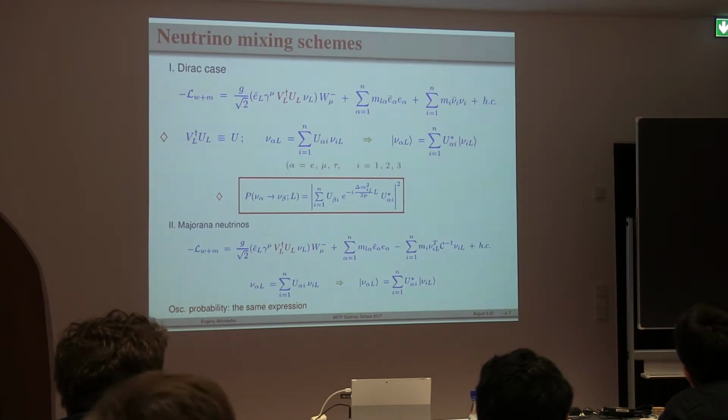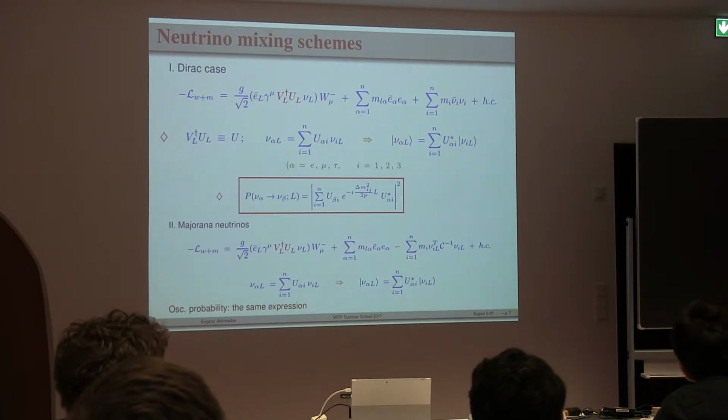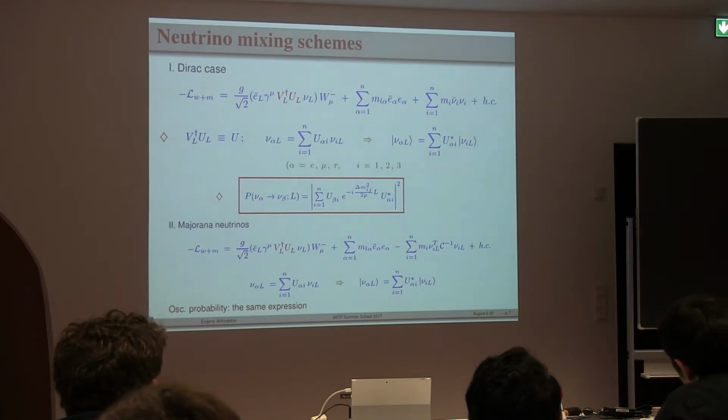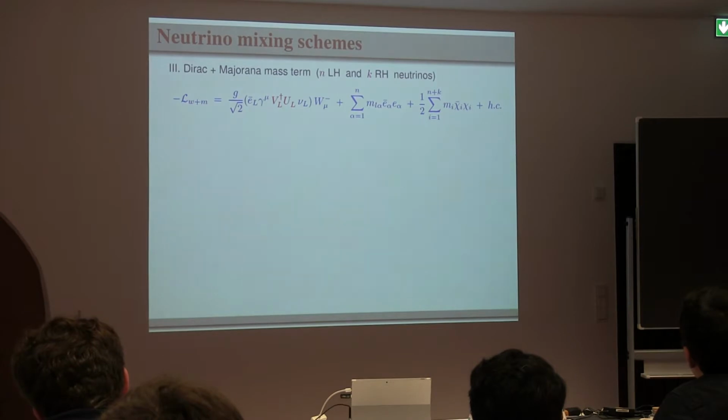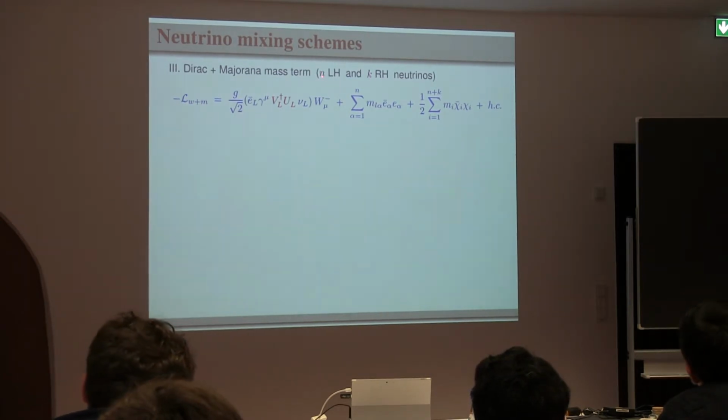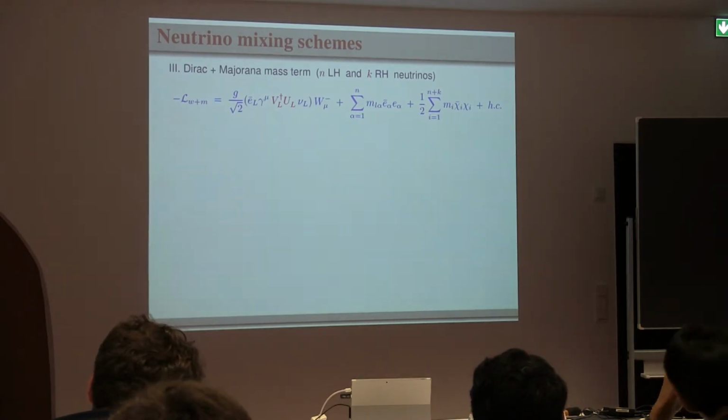Okay, this was the pure Dirac case and the pure Majorana case. What happens if the neutrino matrix has both Dirac left-handed entries and singlet right-handed entries? That's the most general case. In this case, we assume that we have n left-handed neutrino fields, and k right-handed. K may be equal to n or may not be equal to n, just a general situation.